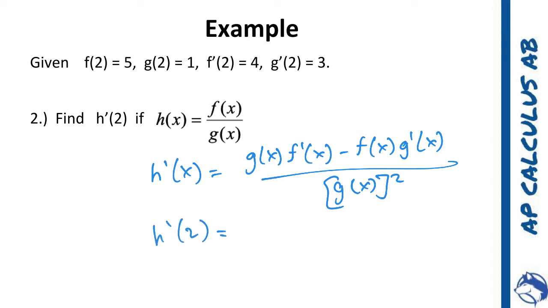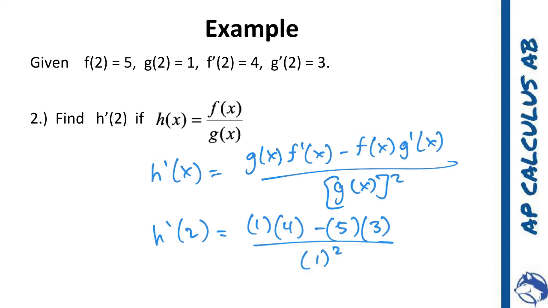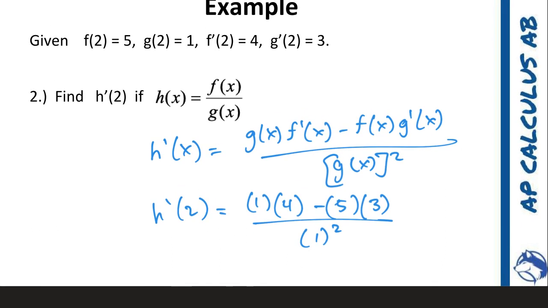Same thing. So if I have h prime of 2, that's going to give me g of 2. Well, g of 2 is 1. f prime of 2 is 4. f of 2 is 5. g prime of 2 is 3. And then all on the bottom, g of 2 squared ends up being 1 squared. So to solve this one, I would just go ahead and 1 times 4 is 4. 5 times 3 is 15, and that's all over 1. 4 minus 15 divided by 1, that ends up being equal to negative 11.